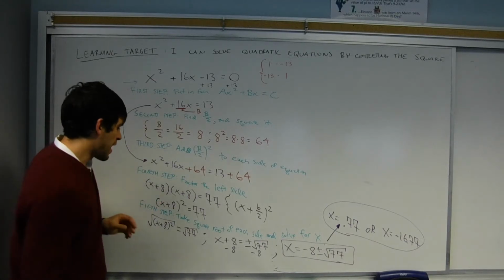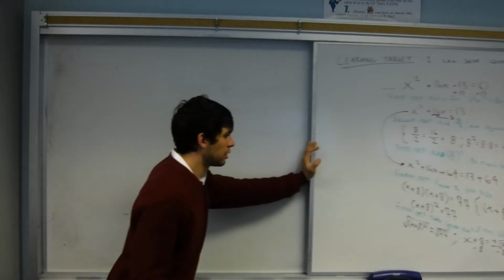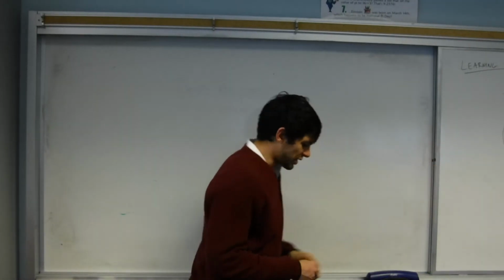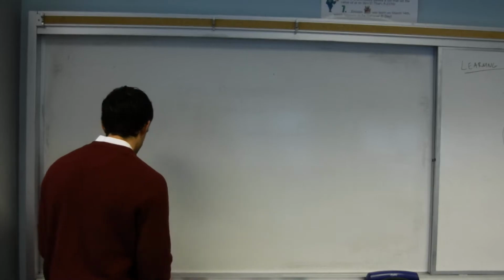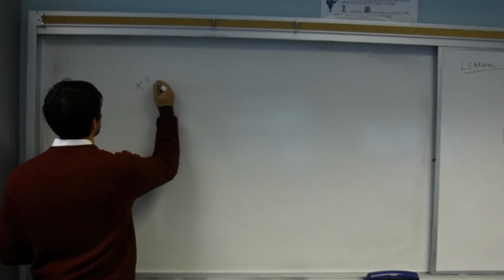So now let's do another example. Let's say we have x squared minus 20x plus 4 is equal to 0.